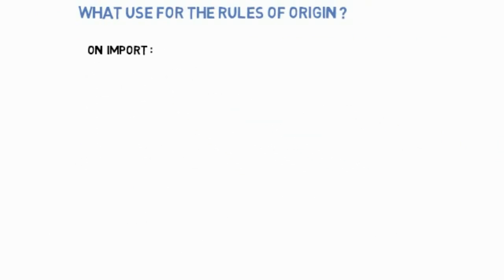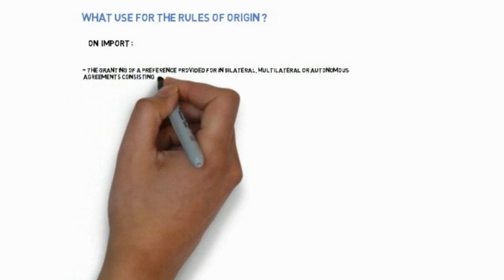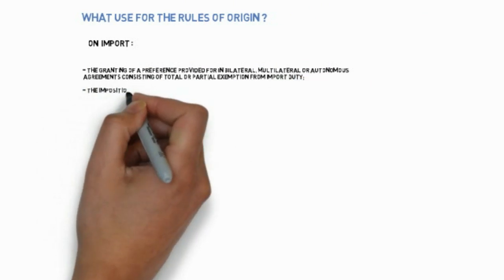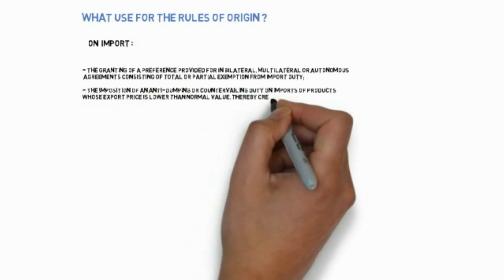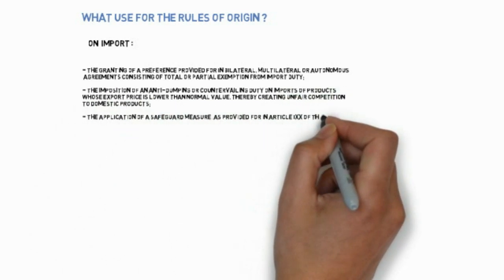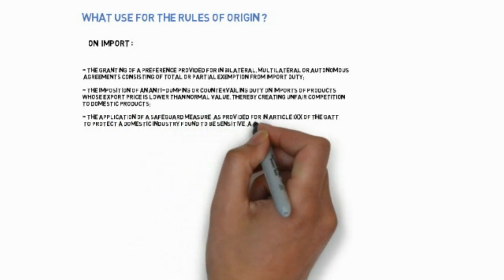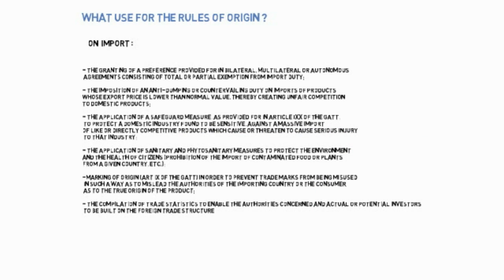On import, thus, the origin of a commodity is used for the granting of a preference provided for in bilateral, multilateral or autonomous agreements consisting of total or partial exemption from import duty, the imposition of an anti-dumping or countervailing duty on imports of products whose export price is lower than normal value, thereby creating unfair competition to domestic products.